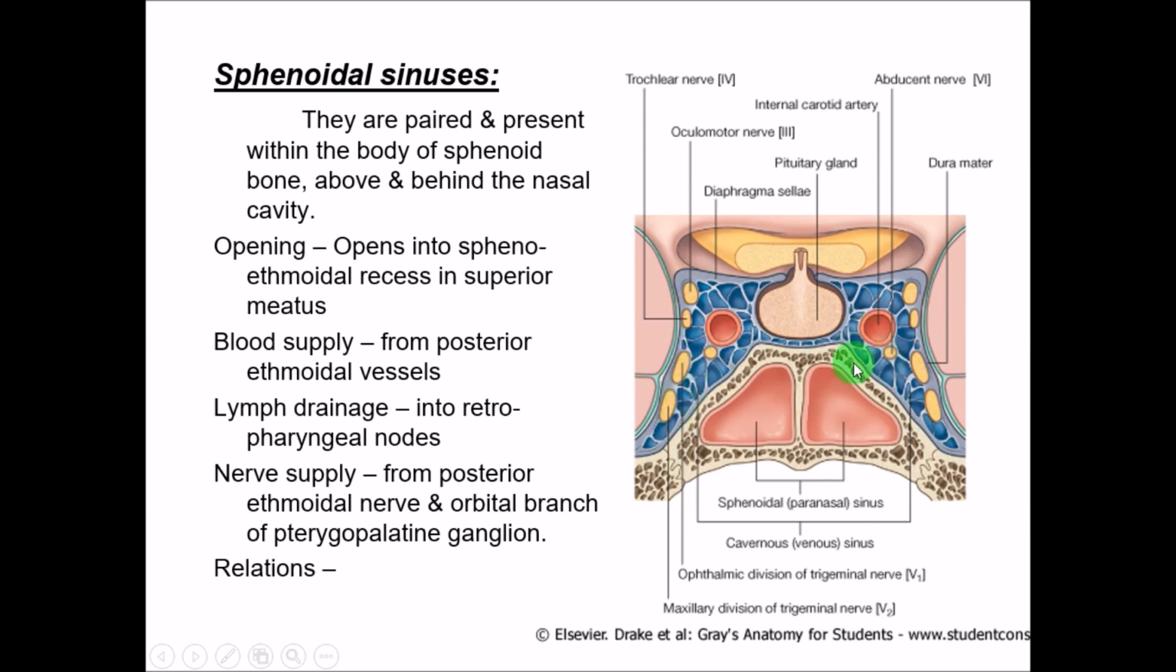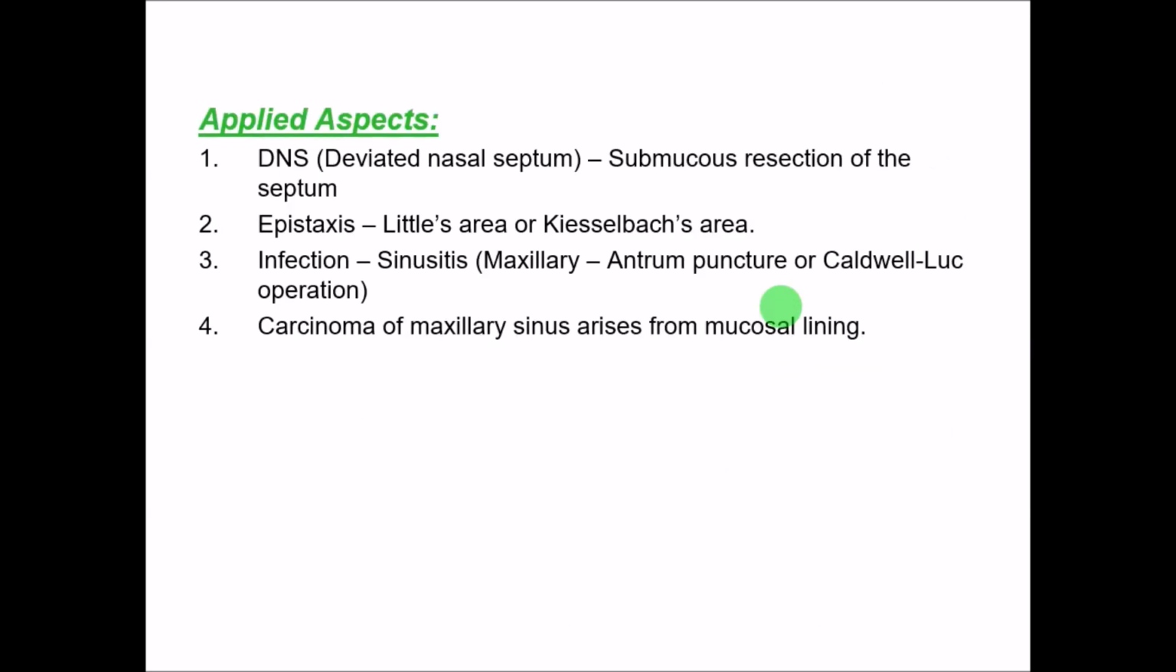Okay, even the abducent nerve, which is the sixth cranial nerve. All these nerves are beside the cavernous sinus. Above we have the pituitary gland, and above that will be the optic chiasma, and above that will be the diaphragma sellae. Okay, all this will be there. So very important structures will be around the sphenoidal air sinus, and they have a very important relation. Okay, so this is all about the sphenoidal air sinus.